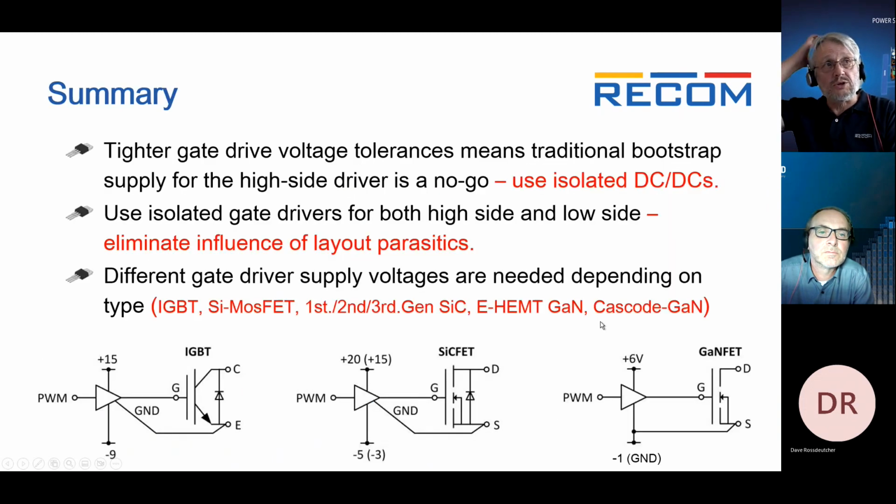So finally, to conclude, if you want to do this high-speed switching, if you have isolated DC-DCs, you can get much tighter tolerances. Use DC-DCs on both the high side and the low side legs to avoid any problems with layout parasitics. And it also allows you to choose different drive voltages according to different vendors and to different types of transistor.